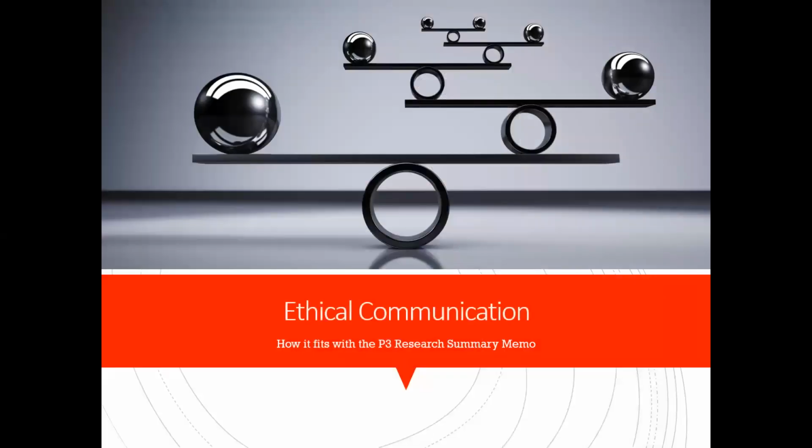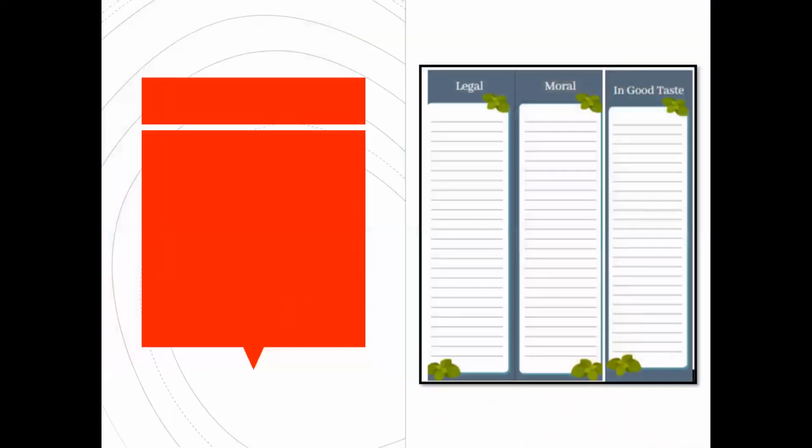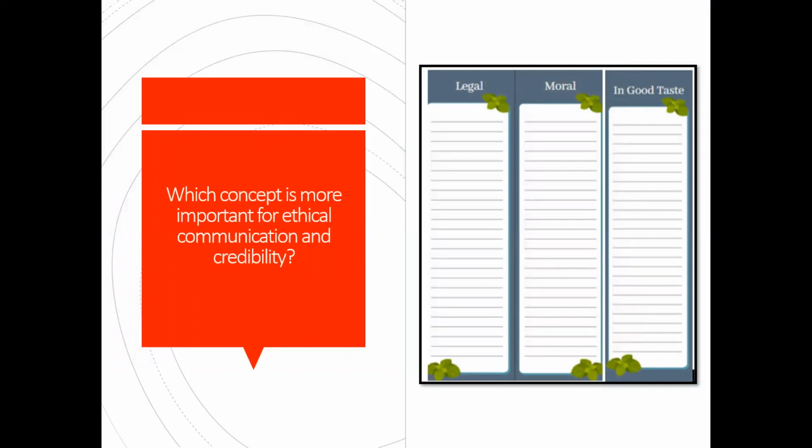So before we get to that, let's discuss one other aspect of P3 and of professional writing in general, and that's ethical communication. On the screen, there are 3 columns, one for legal, one for moral, and one for in good taste. So ask yourself, if you had to place a check mark in only one column for importance in relation to professional communication and ethics, which column would you choose?